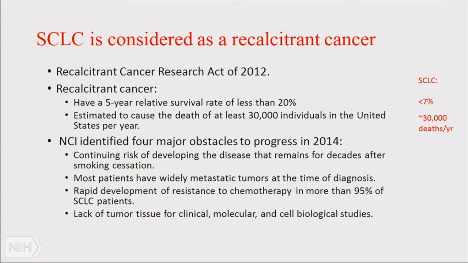In 2014, NCI published a scientific framework for small cell lung cancer. This framework identified four main obstacles to progress. The first obstacle is that small cell lung cancer can develop decades after smoking cessation. Meaning that although you have a lower risk of developing lung cancer, the risk does not go back to that of a non-smoker, as mentioned by the previous speaker. The second obstacle is that small cell lung cancer tends to metastasize to other places very early in the course of the disease, which makes surgery less effective in this cancer type.